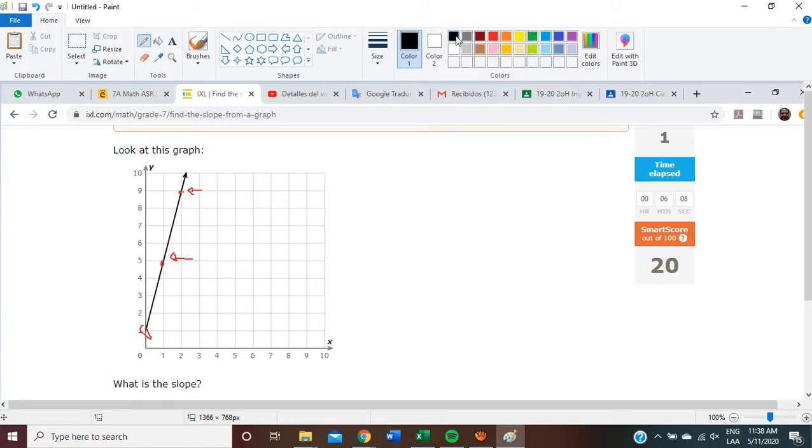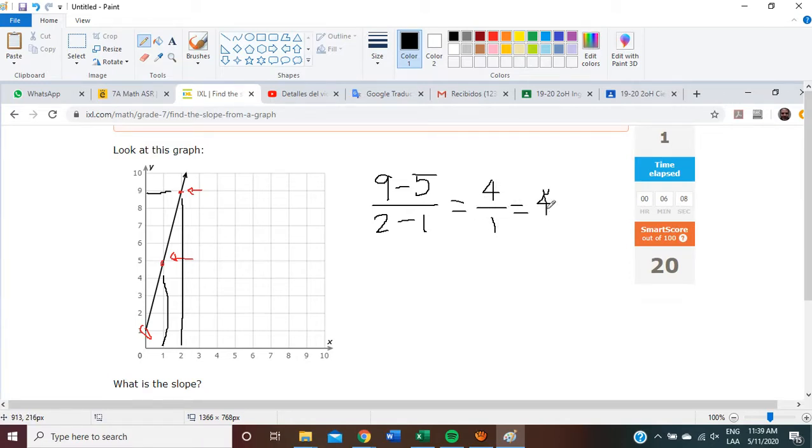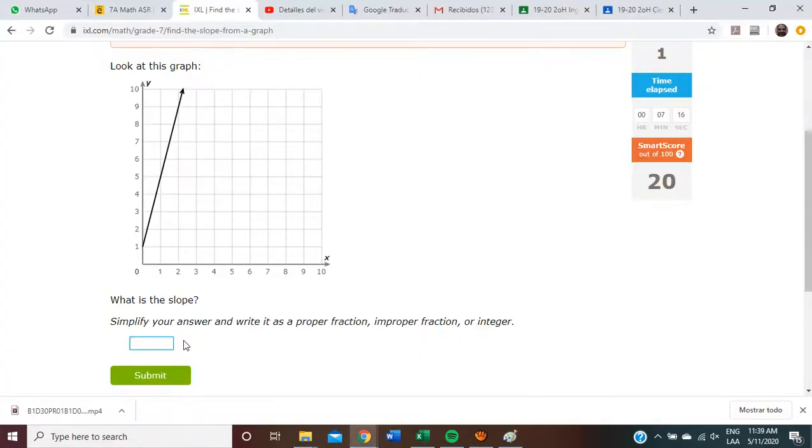Okay, so it is 9 minus 5 divided by, it's right here, 2 minus this one right here, 1. That equals 9 minus 5 equals 4, 2 minus 1 equals 1, so this is 4. Okay, so the answer is 4.